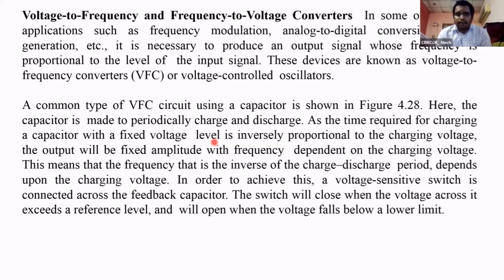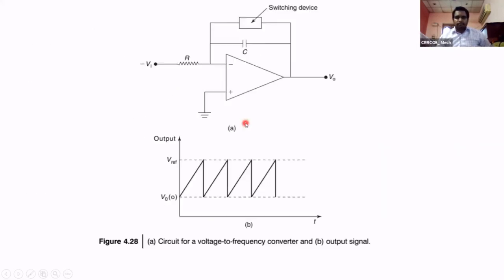It is necessary to produce an output signal with the required frequency, which is proportional to the level of the input signal. The devices used for voltage to frequency conversion are VFCs, that is voltage controlled oscillators. Now we see the circuit of a voltage to frequency converter.